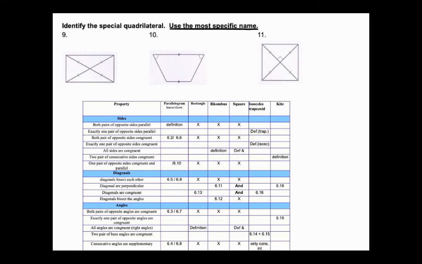So in problem 9, we're looking at diagonals that bisect each other. So the diagonals are bisecting each other. Each diagonal is marked into 2 congruent pieces. We also happen to have diagonals that are congruent because all 4 of these pieces are the same.